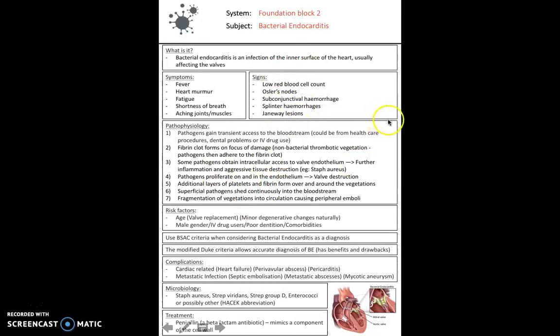Again, the pathophysiology is explained here. So the pathogen enters the system through the bloodstream. It forms a fibrin clot at the place of the damage. And the main problem with bacterial endocarditis is the formation of vegetations, which then break off into the circulation as peripheral emboli, and also the way it affects our valves.